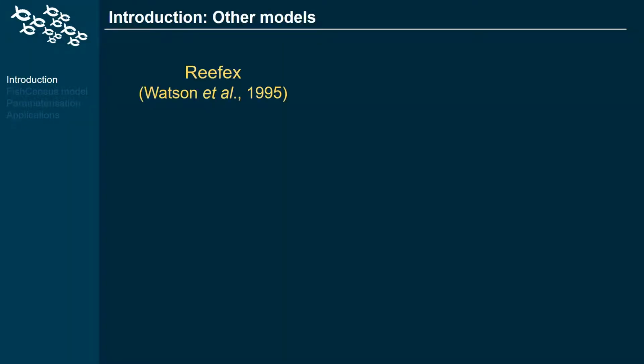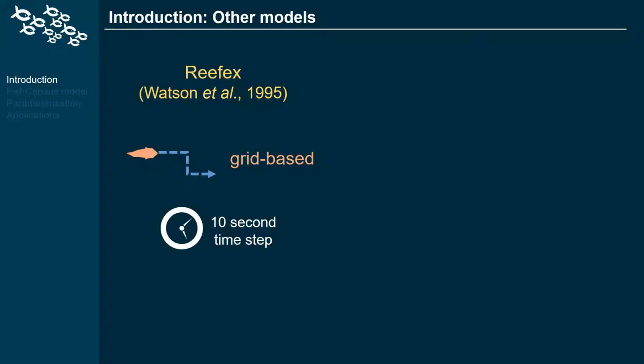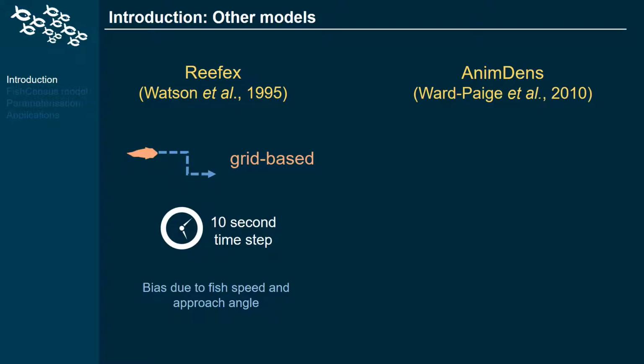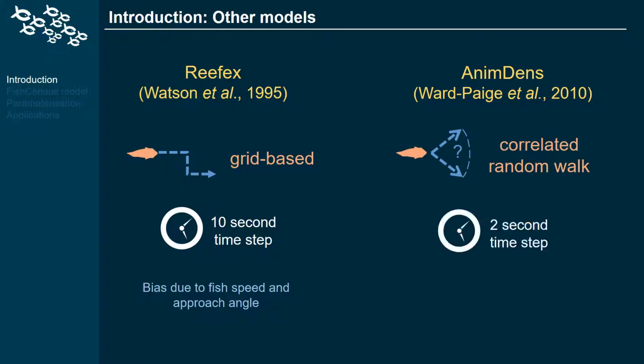Some other models in the past have approached this problem. The Reflex model in 1995 used grid-based movement with a 10-second time step and looked at bias due to fish speed and approach angle. So how fish coming at different angles towards the diver would generate different biases.